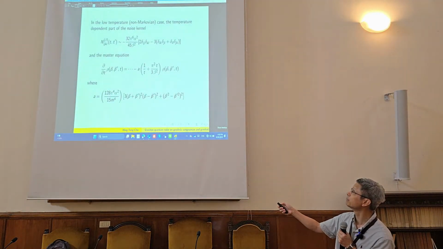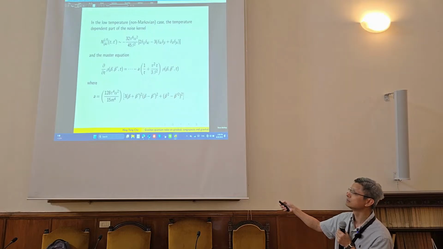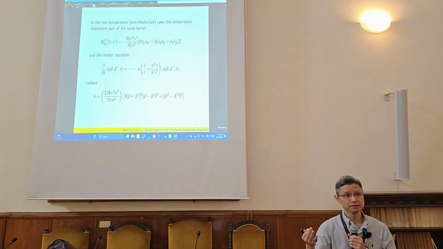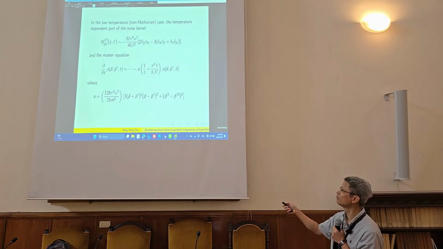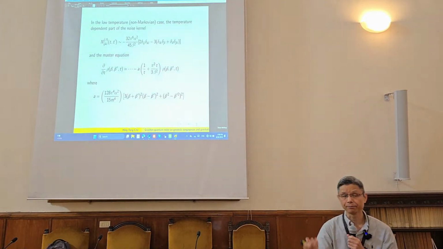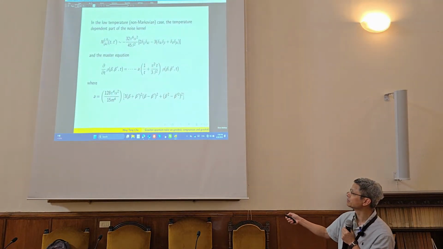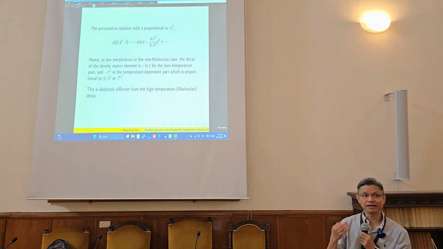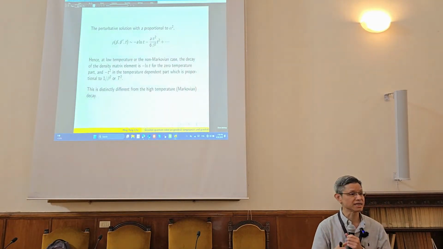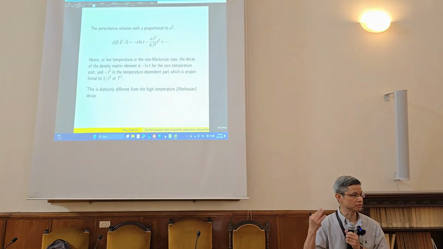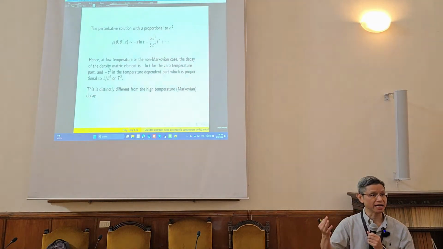For example, the low temperature limit, then the noise kernel, the temperature part, would be proportional to temperature squared. If you put it back into the master equation, then the temperature independent term would be 1 over t, where t is time now, and the temperature dependent term would be proportional to time, okay? A is a constant, as before. If you analyze this, you can see that the temperature independent part goes like minus log t, the decay of the off-diagonal terms.